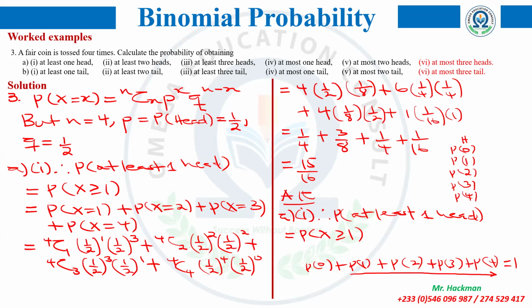So you can see that there is another direction, the opposite direction. If I take this and make this one the subject, I can say that P at least 1 will be equal to 1 minus P0. Do you all agree now? So can I say that this is equal to 1 minus P of x equal to 0?